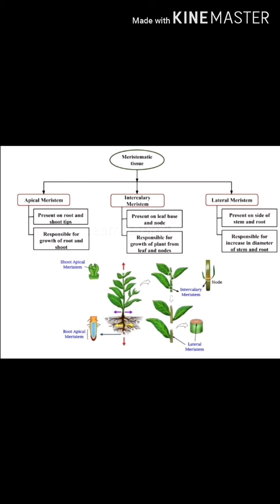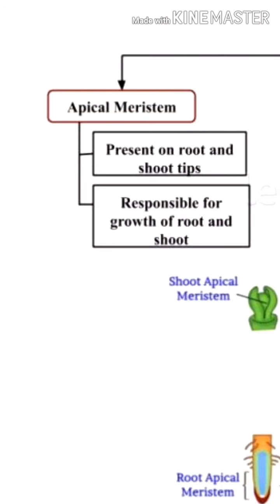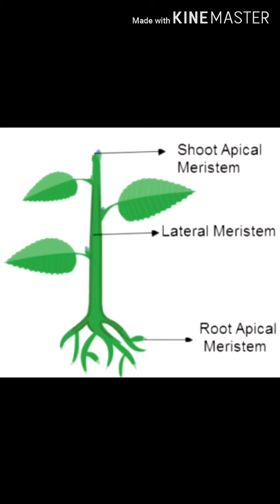Now let's study the different types of meristematic tissue. Meristematic tissues are of three types: apical meristem, intercalary meristem, and lateral meristem. So let's study apical meristem. Apical meristem occurs at the growing tips of stem and roots, and depending upon its occurrence at the root and stem tip, it is called root apical meristem and shoot apical meristem. Apical meristem produces growth in length of root and stem.